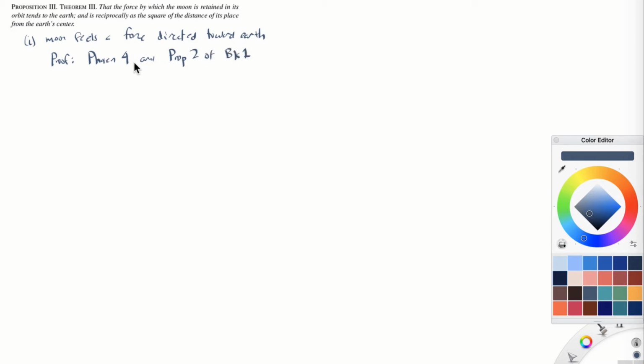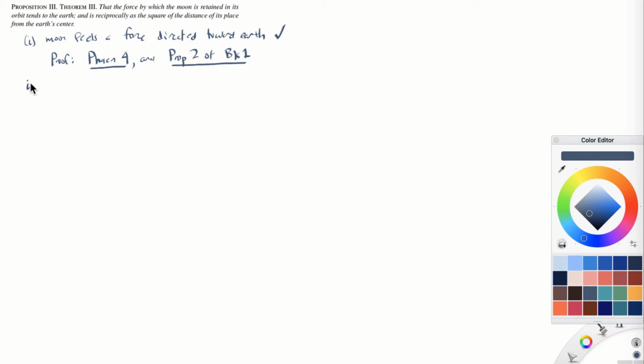Remember what these are. In phenomenon 4, he noted that when considering the moon's orbit around the Earth, a line drawn from the Earth to the moon, that radius line, sweeps out equal areas in equal times. So that is phenomenon 4. And then, once again, he's invoking proposition 2 of Book 1 that says, if equal areas are swept out in equal times by a body going around a central point, then there must be a centripetal force acting on that body. So there we have it. The moon feels a force directed toward the Earth.